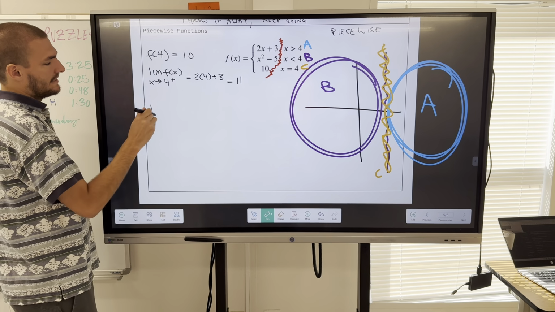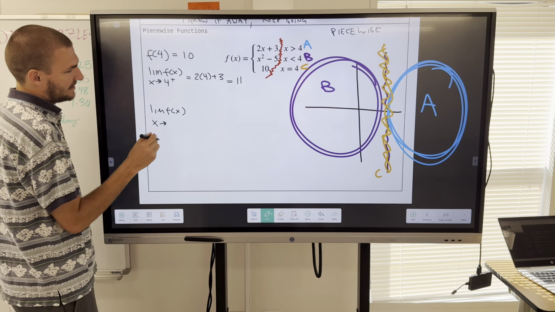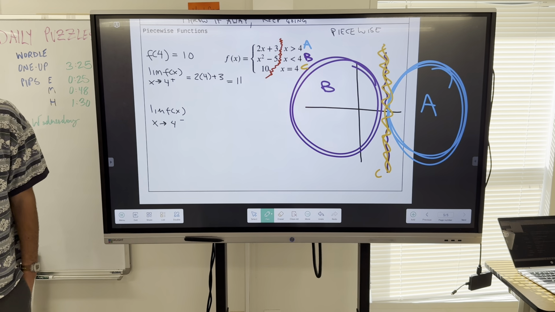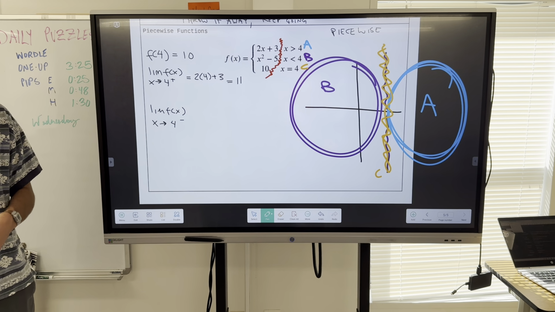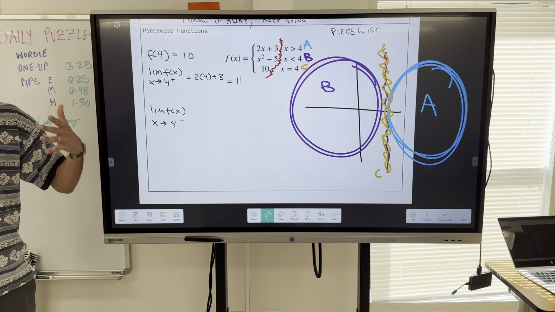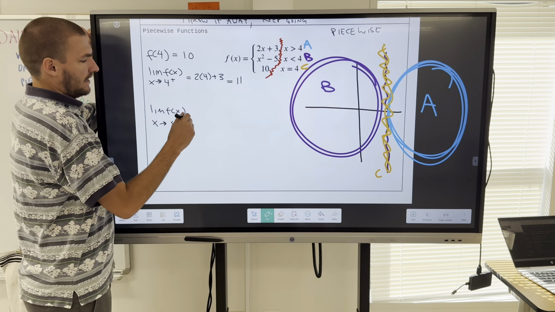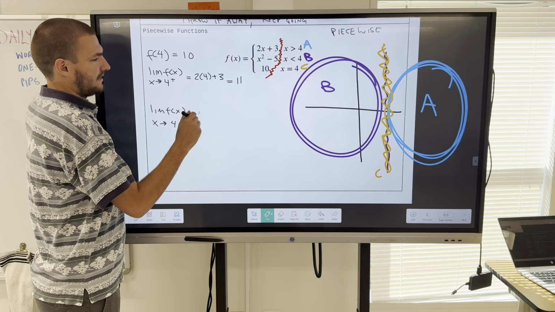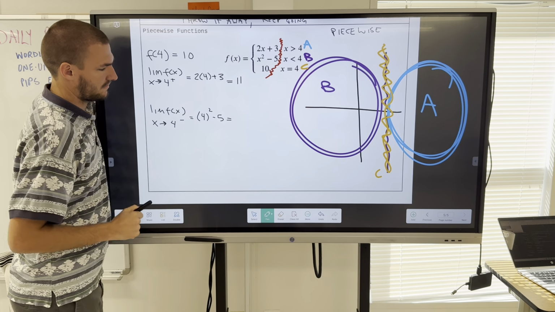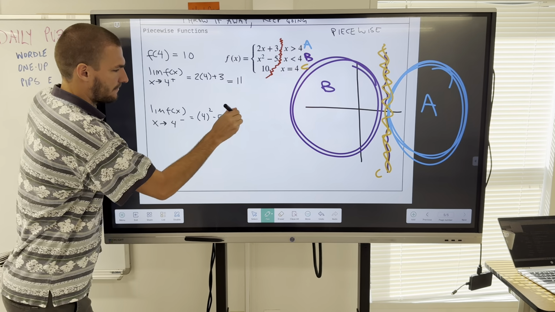Okay, what is the limit as f of x approaches 4 from the negative side? Should be a pretty easy process now. We're not going to use A anymore. We're going to be using B. We need to come from the negative. We need to come from the left side. And what is the answer for this? What do we got? 11. Exactly.